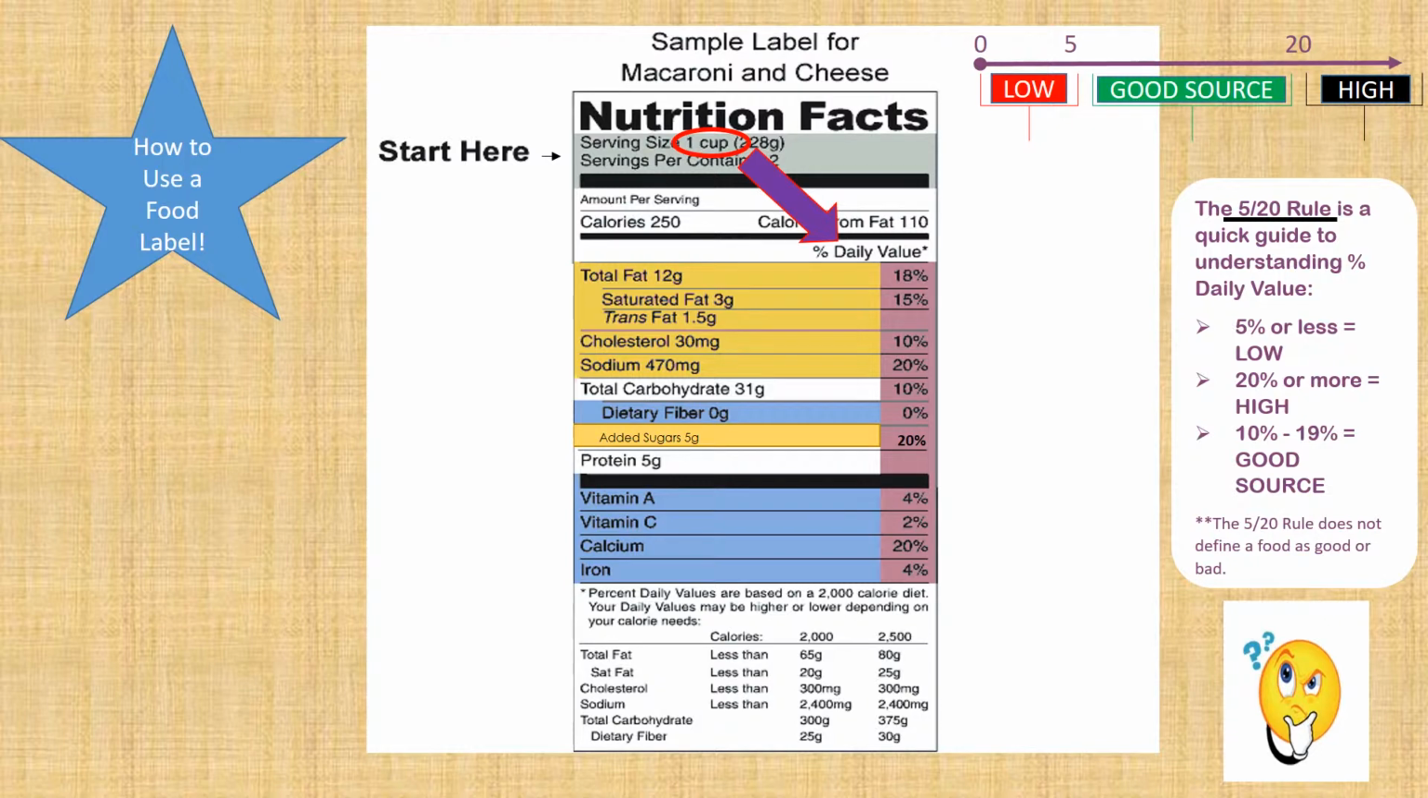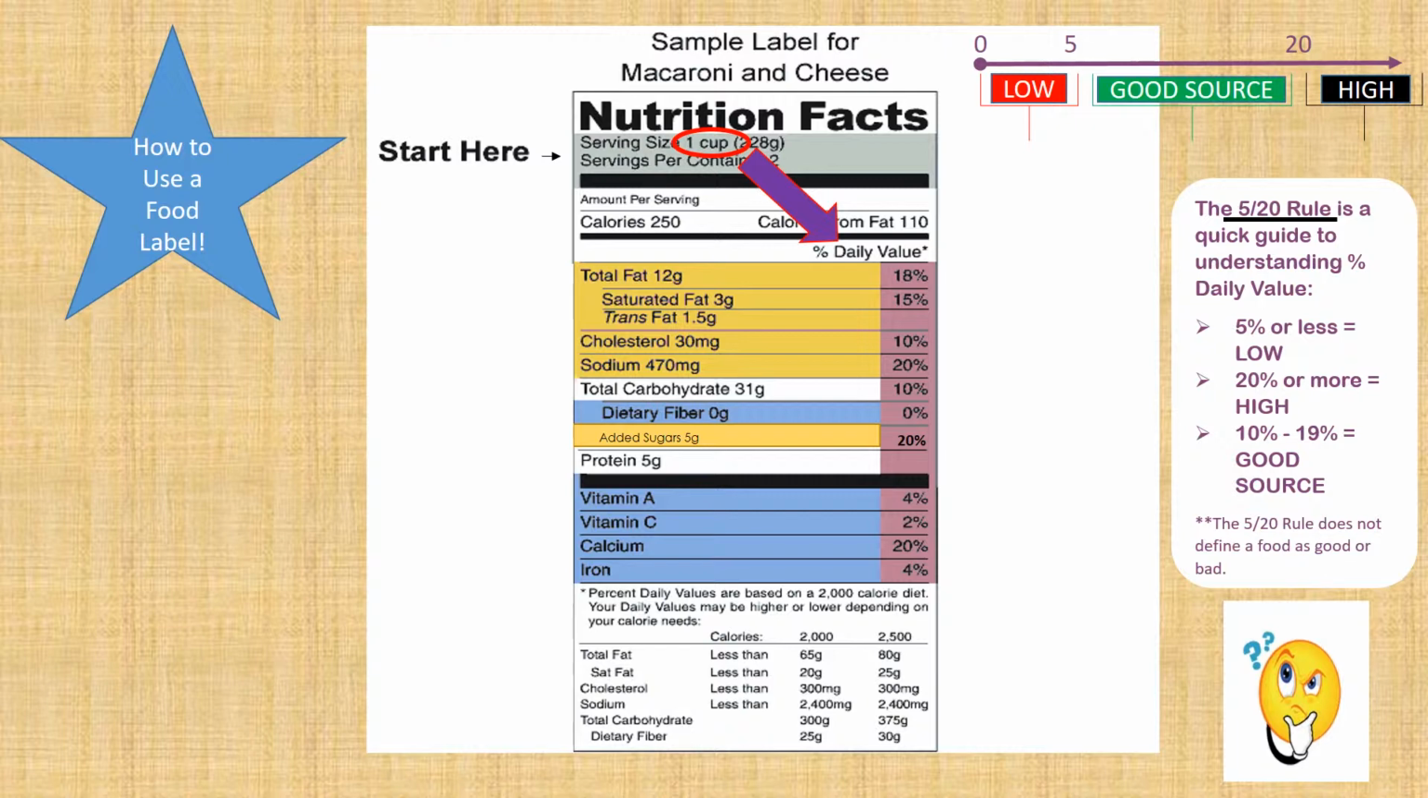So the 5-20 rule works like this. If a percentage is equal to or below 5%, it is considered low in that nutrient. If a percentage is equal to or above 20%, it is considered high in that nutrient. If a percentage falls in between those values, 6% through 19%, it is considered a good source or enough. So we're going to take a look at some examples that are listed here for us.